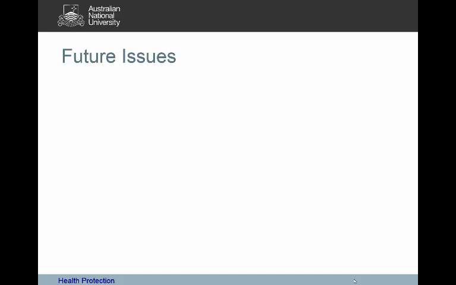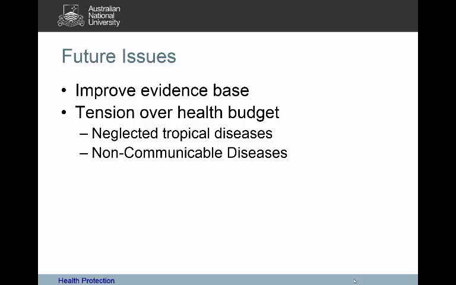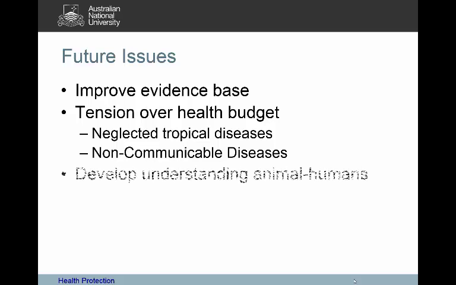Some future issues for health protection, obviously to improve the evidence base. We need to gather more information that the control programs we have in place actually work. There's continuing tension over the health budget, and so things like neglected tropical diseases miss out, yet they can cause a huge burden in low and middle income countries. We're also seeing non-communicable diseases being a major concern, and there's tension over how much money is allocated to that. And the actual regulatory approaches for some of them as well are quite difficult, and we just need to think about how we protect the health of people from those diseases.